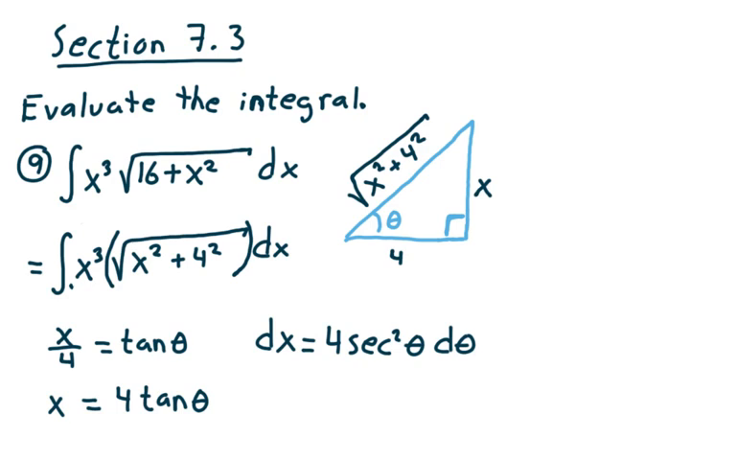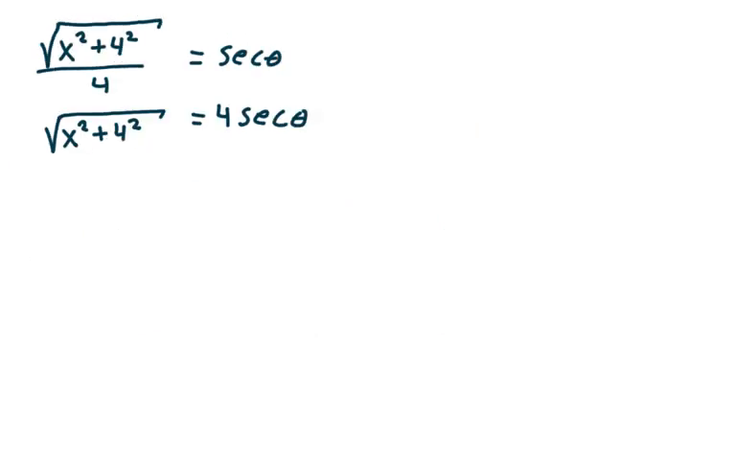Now, if I take the hypotenuse and divide it by the adjacent side, I get secant theta. That's what I have here. So in other words, I took the square root of x squared plus 4 squared, divided it by 4, and got secant theta. Multiply both sides by 4, and it says the square root of x squared plus 4 squared is 4 secant theta.